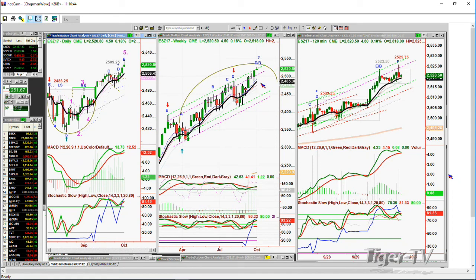There would have to be a closing price on a weekly basis under 2480. That's some 35 points, 350 Dow points away, for this E-mini to give me anything that represents a peak E as a sell signal, not a sell mode, but a sell signal.